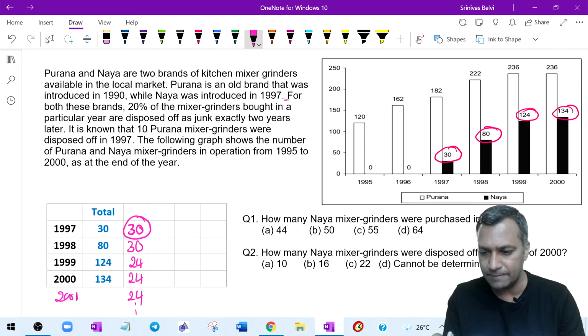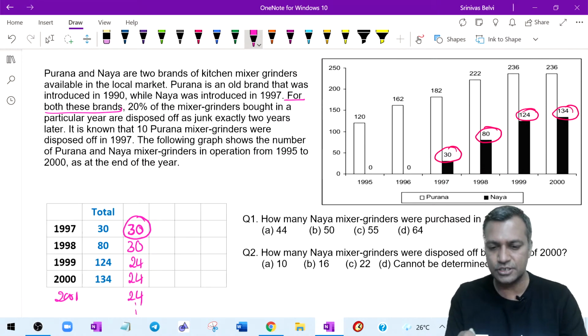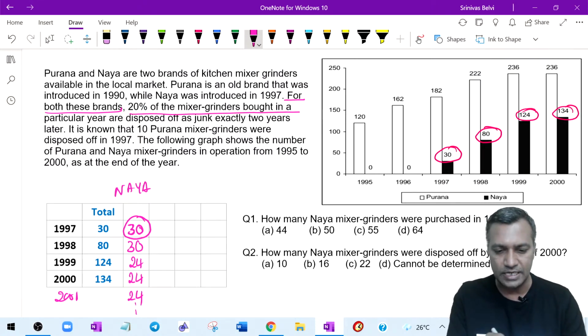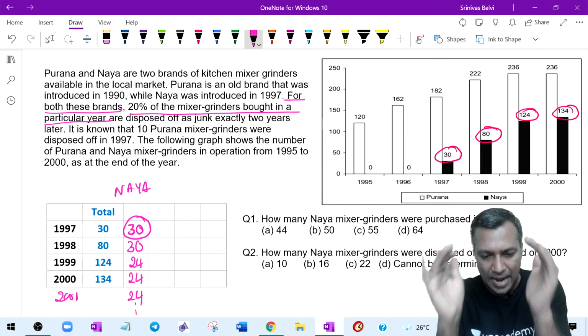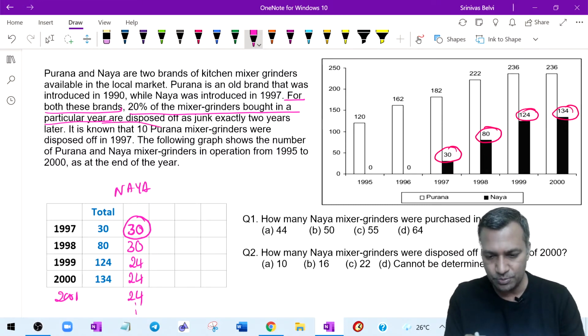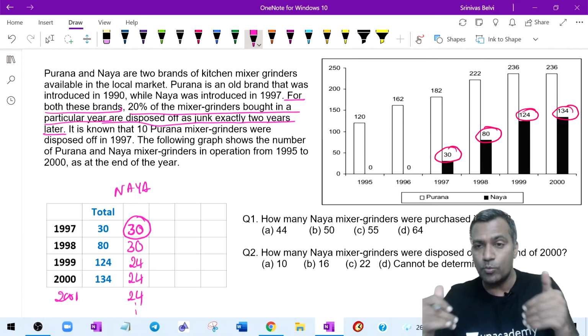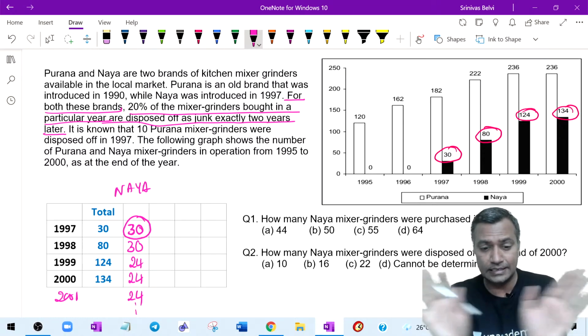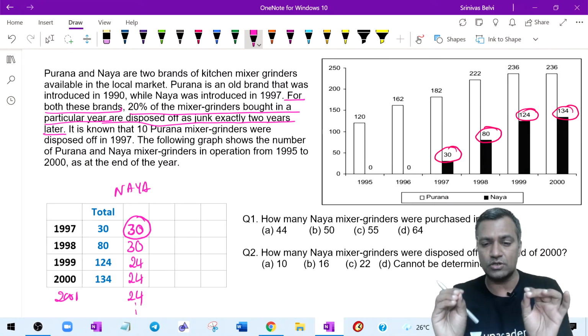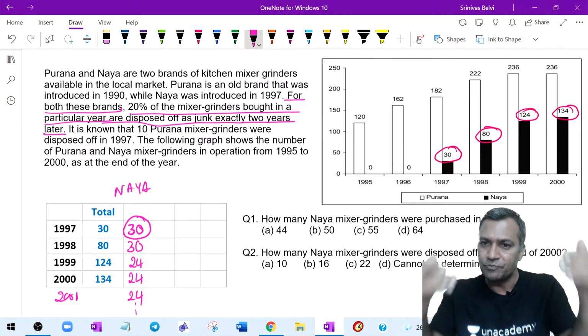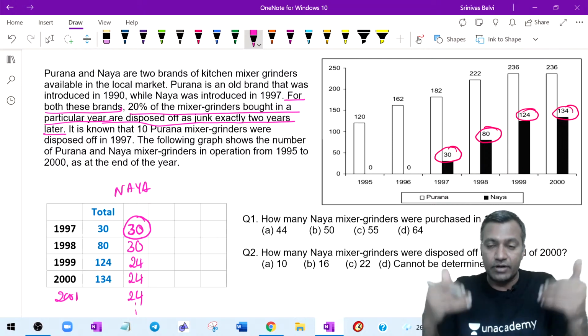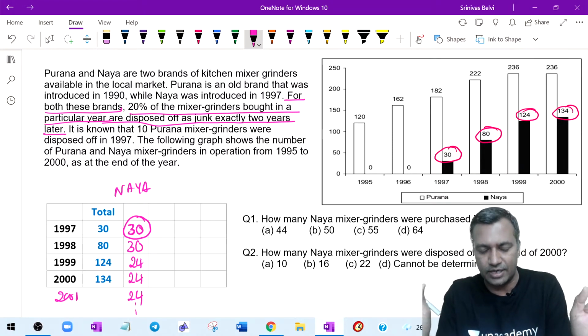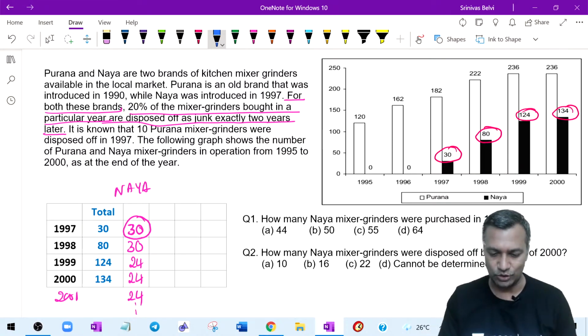Read this sentence once again. For both these brands, for example now I am doing it for Naya, 20% of the mixer grinders brought in a particular year, which means that particular batch, are disposed of as junk exactly 2 years later. After that, again, no more disposing. I don't know why they are doing it like this. They said 20% of them would be disposed of and the rest will continue to serve forever and ever. Okay, there is nothing like forever. I'm just adding that expression to it.